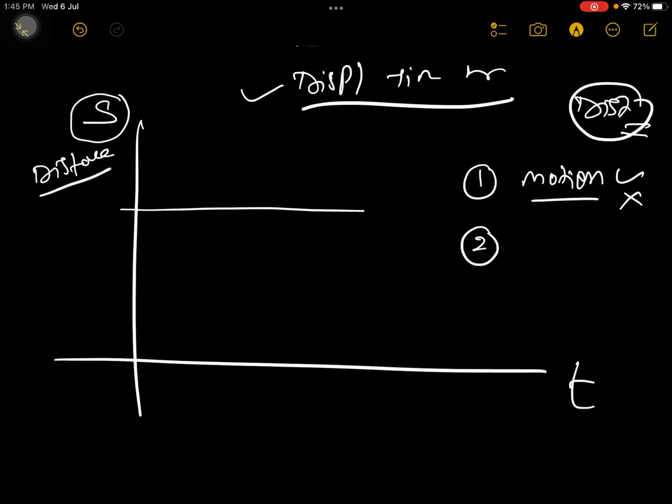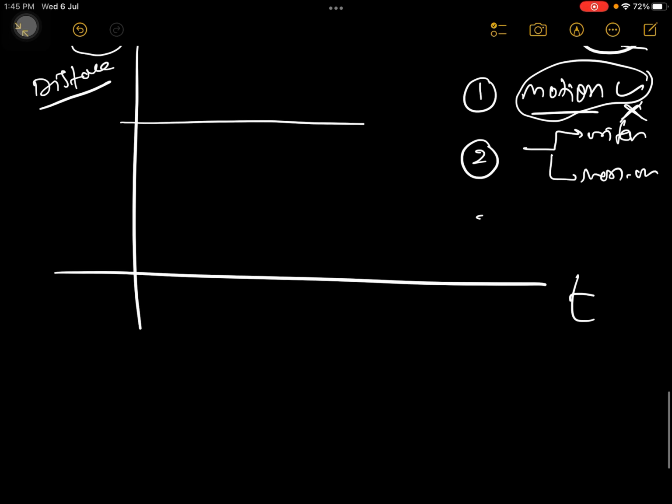Second thing, if the graph is not representing motion, then you will say the object is stationary. But if the graph is representing motion, then you have two choices. You have to judge whether motion is uniform or non-uniform. So how will you judge that? Those things we will learn here. Then next, if motion is uniform, then acceleration is 0. If motion is non-uniform, then what are the things you have to judge? We will learn in this graph.